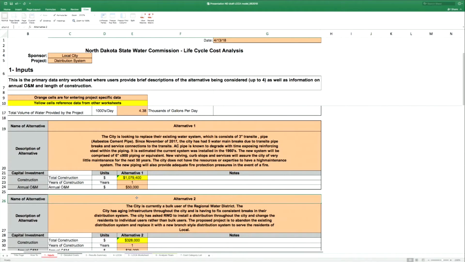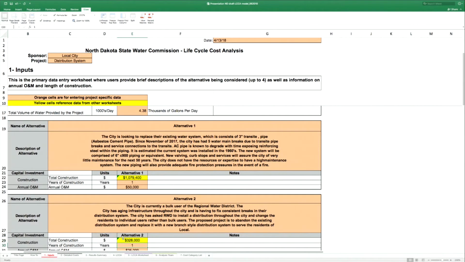So then we named our second alternative, alternative 2. We could have easily named it regional water distribution connection. We have the description here. The city is currently a bulk user of the regional water district. The city has aging infrastructure throughout the city and is having to fix consistent breaks in their distribution system. The city asked the regional water district to install a distribution system throughout the city and change the residents to individual users rather than bulk users. And the project would abandon the existing distribution system and replace it with a new branch-style distribution system to serve the residents of the town of Local.